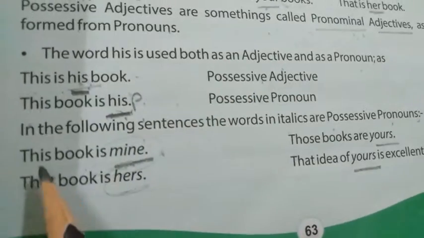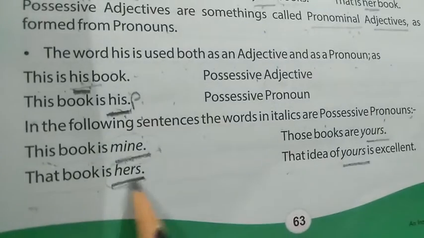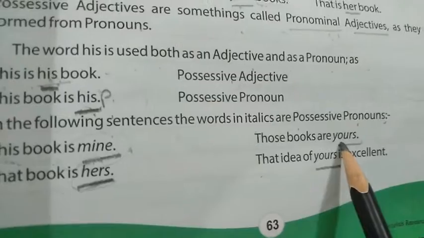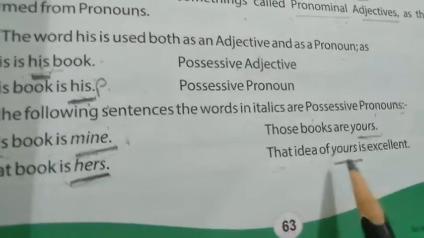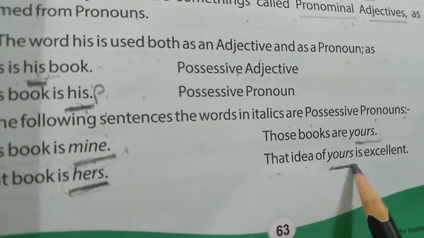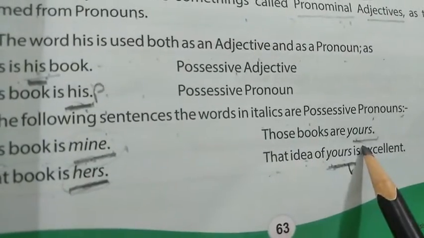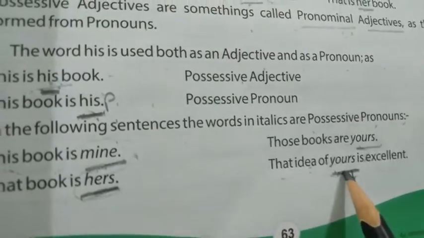Okay. Now here again, this book is mine, that book is hers. All these words are used in the end of the sentence. All these are possessive pronouns except this, that idea of yours is excellent. Here also it is used alone. It is used in between the sentence, but no noun is there. You can see. Okay, so it is also a possessive pronoun.